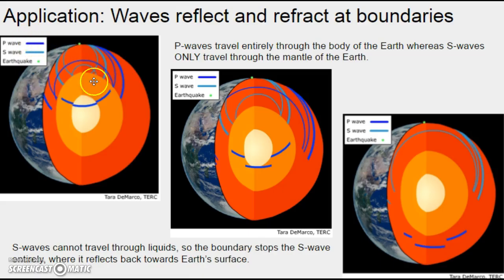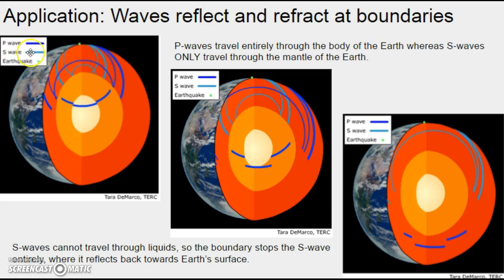I've got dark blue are my primary waves. Notice I see dark blue in the outer core and the inner core. But notice they're not stuck together. It's not like one consistent wave. And here's why. Because it's refracting. As it goes from one medium to another, it refracts. It also reflects at that boundary too. I can see dark blue here as well.